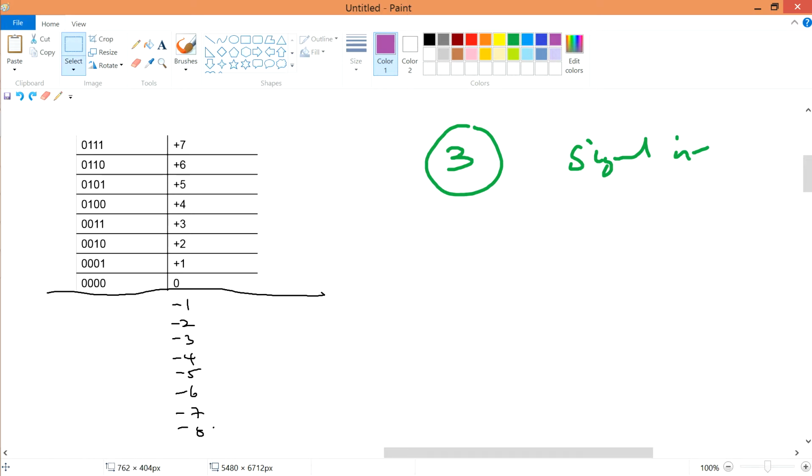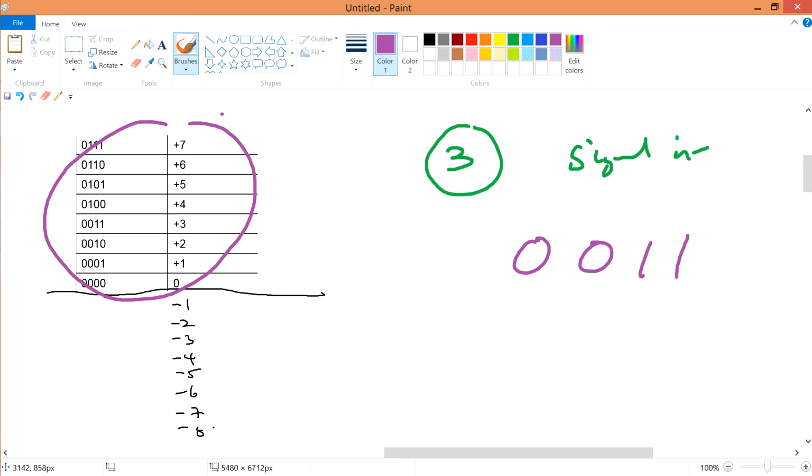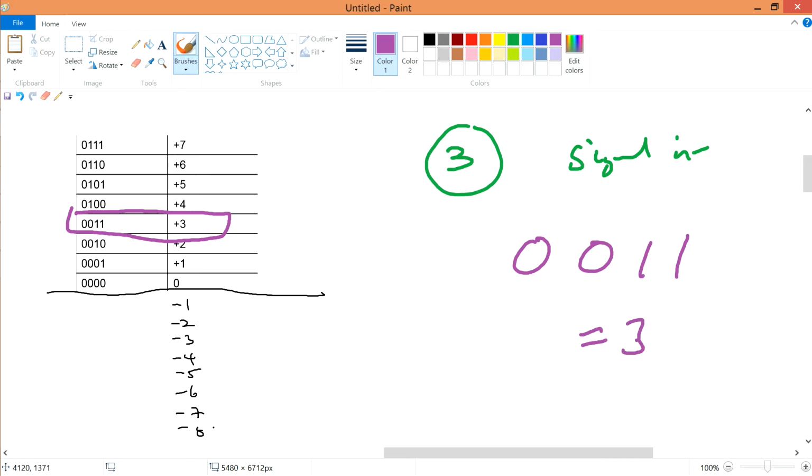Last but not least, I'll just ask you one last question. Signed integer 0011. What is it? The first step is to find whether I have any 0011 over here. Then I have this, plus 3. So you know that it equals plus 3. And that's it. I assume that you're already pretty pro.